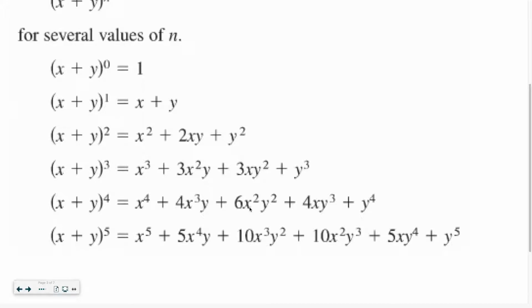Try to find as many patterns as you can. There's more than one. They added the exponent. The second row, there's a y. And you start with the first row, you get like coefficients.